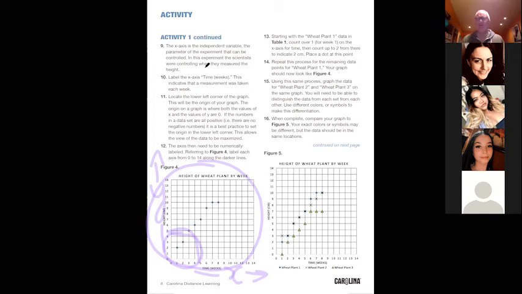Don't use so much that you lose some of the plots. But if the last time you measure is 10 weeks, then your x-axis should probably go out to about 11 or 12. And if the maximum height is 10, then your y should go up to like 11 or 12 as well. So use as much of the paper as you possibly can.